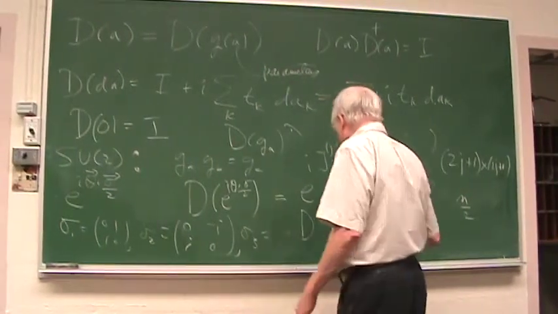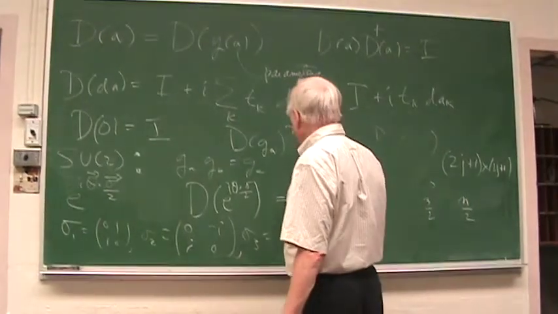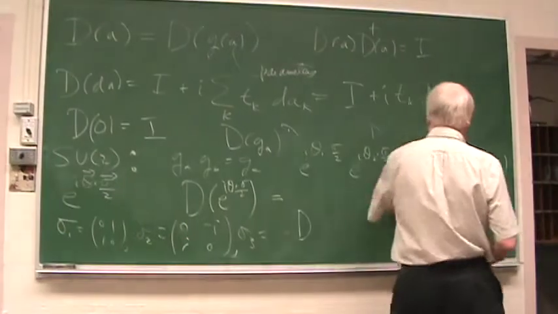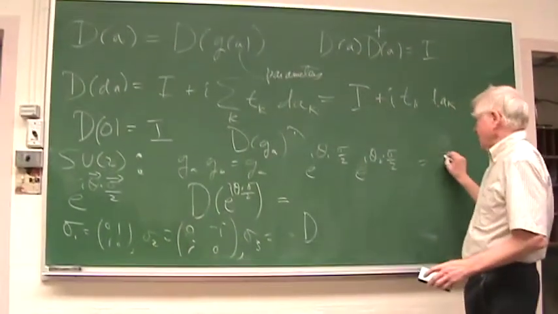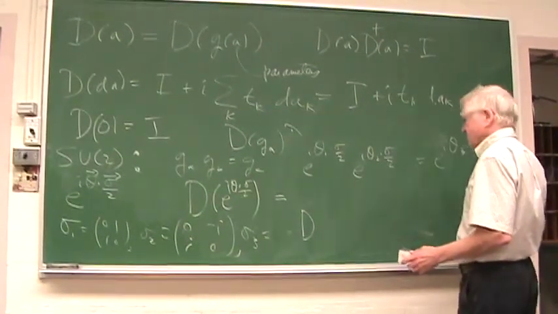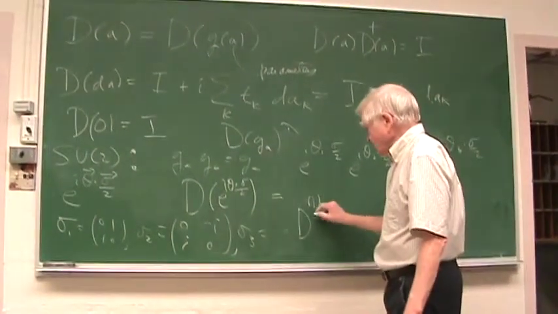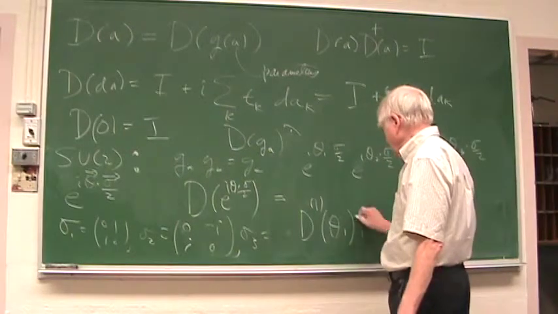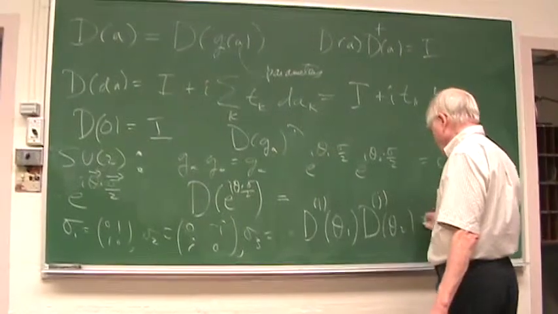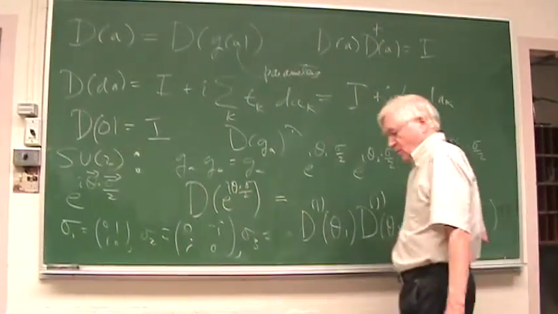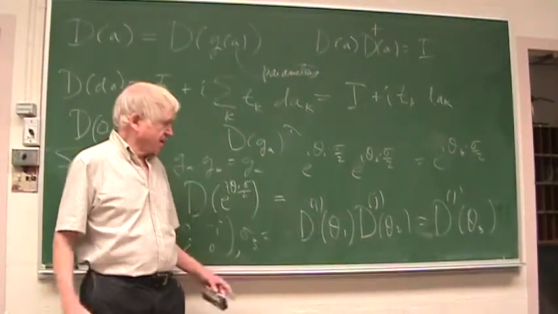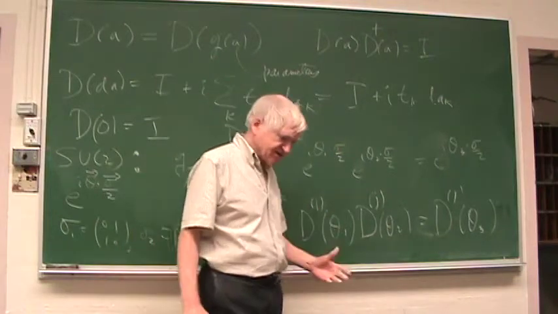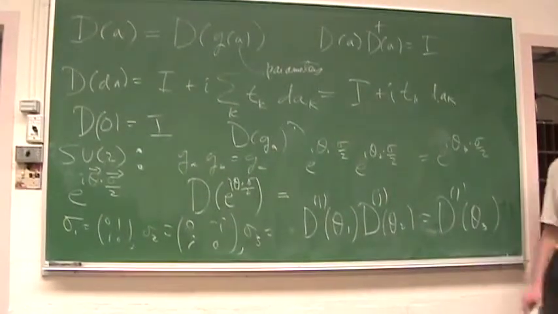So D, in other words, if you have e^{iθ1·σ/2} times e^{iθ2·σ/2} equal to e^{iθ3·σ/2}, then there's going to be a (2j+1) by (2j+1) dimensional matrix, D^j(θ1), and D^j(θ1) times D^j(θ2) will be D^j(θ3). So this representation obeys that group multiplication law. It's just a different representation of the same group. D is for the German word Darstellung, which is representation.